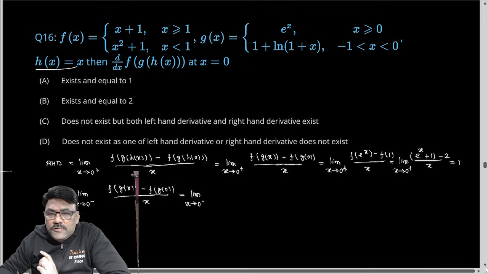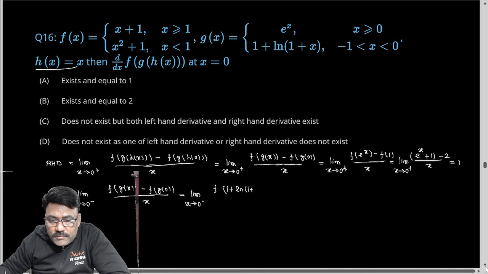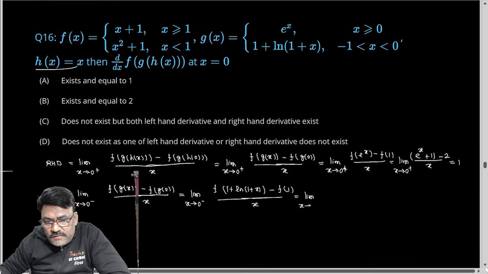Now this time x is approaching 0 minus, which means x is negative. And when x is negative, g(x) is this function, 1 plus log(1 plus x). So in place of g(x), I'll be writing 1 plus log(1 plus x). g(0) is 1. You can see g(0) is 1. So it is f(1) whole divided by x. Now when x is approaching 0 minus, x is slightly less than 1. So this 1 plus log(1 plus x) is also less than 1.